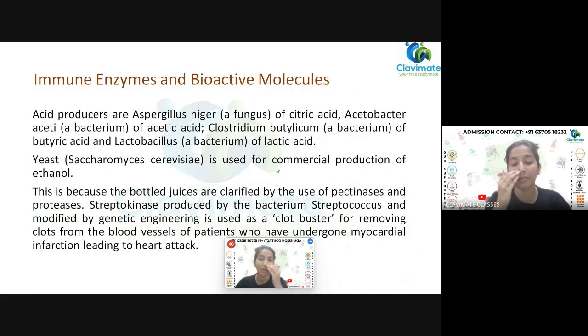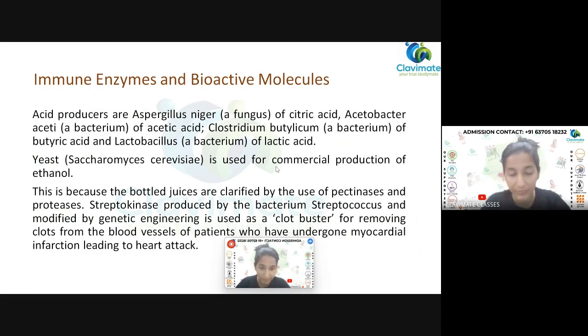Now, when we talk about bioactive molecules, there are different types of acids: citric acid, acetic acid, butyric acid, and lactic acid. Lactic acid is produced by a bacterium, lactobacillus. Butyric acid is produced by the bacterium Clostridium butylicum. Citric acid is produced by a fungus called Aspergillus niger. Yeast is used for the commercial production of ethanol, or alcohol.